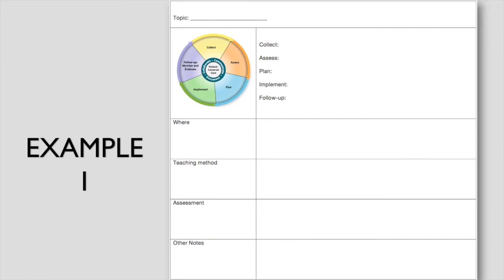Next, we will look at two examples of how the pharmacist patient care process can be used in a community pharmacy to teach an APPE student. The topic of this intervention is statin non-adherence.